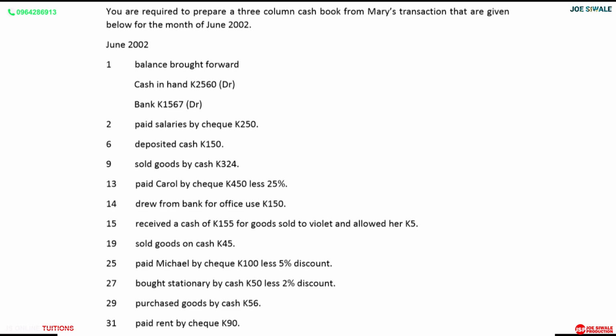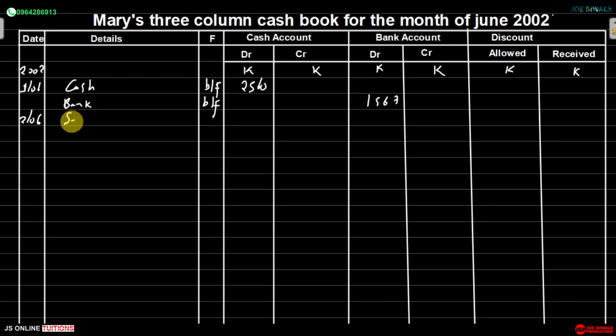Then on the 2nd of June, paid salaries by check amounting to 250 kwacha. This type of transaction is taking money out of the business. That means that we're going to record it on the credit side of the bank account. So we are going to say salaries, and we're going to credit that amount. So we're going to have 250.